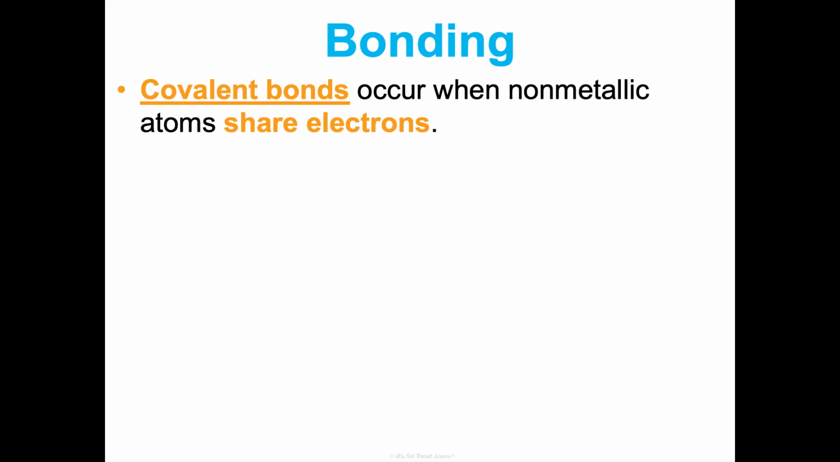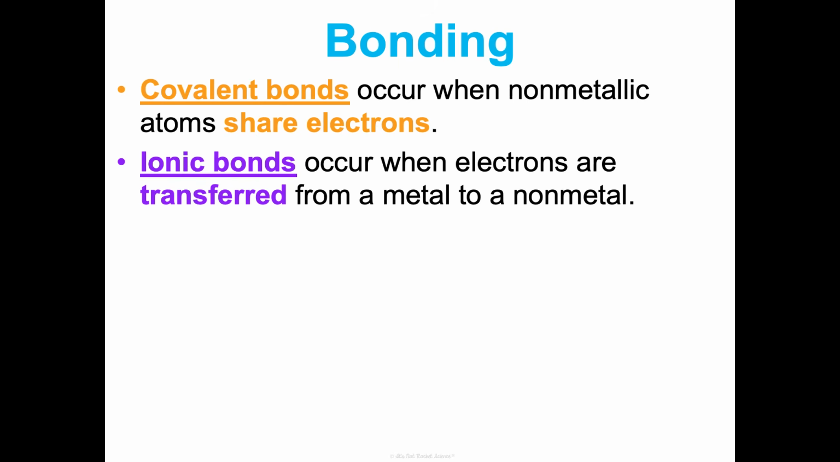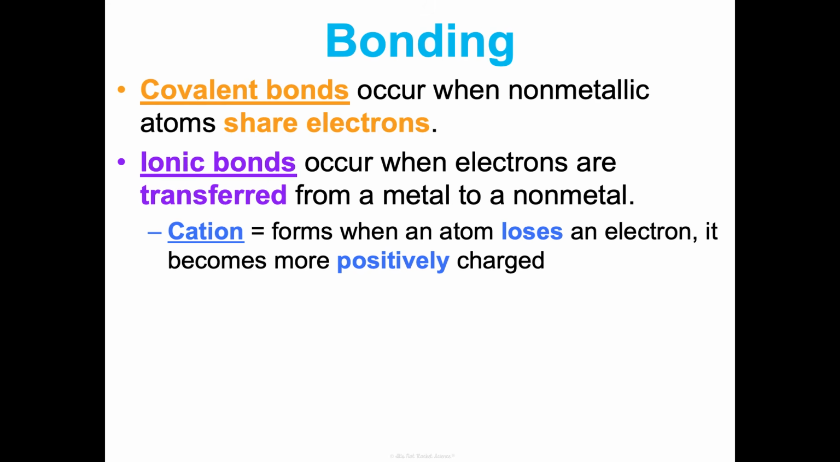There are many types of bonds, and we could go into a ton of detail, but I'm only going to review the two very basic ones for the sake of time. Covalent bonds are between nonmetals, which share electrons. Ionic compounds are formed from ionic bonds, where electrons are transferred. So the metallic atom, the metal, gives its electrons to the nonmetal.